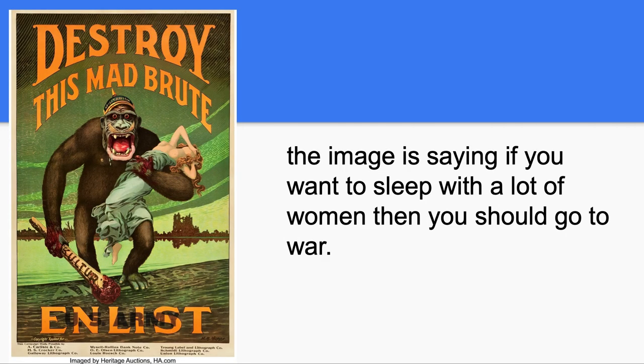So this next image is based off the movie King Kong, where a large ape falls in love with a woman. However, in this image, the ape appears scary and the woman helpless. The image is saying if you want to be with a lot of women, then you should go to war, taking away the whole fact that when you go to war, you could possibly die.